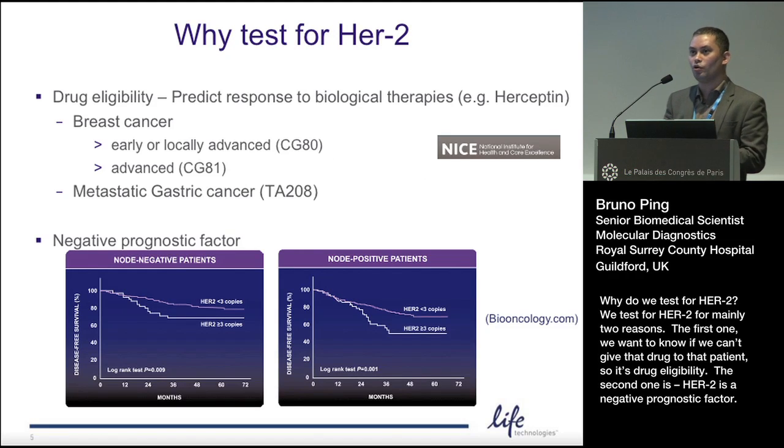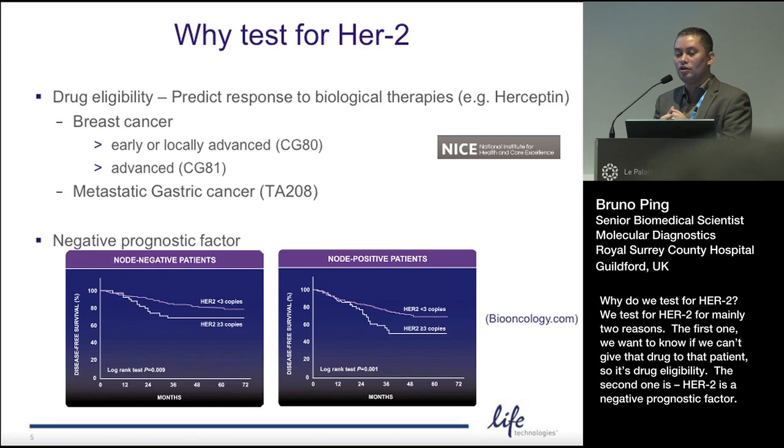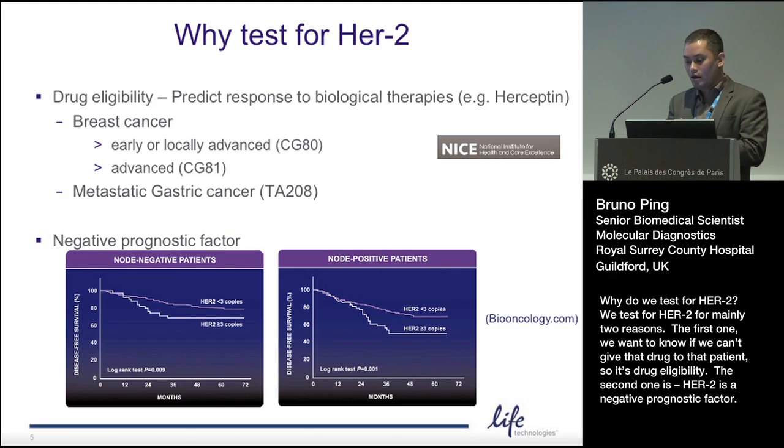And why do we test for Her-2? We test for Her-2 mainly for two reasons. The first one, we want to know if we can give that drug to that patient. So it's drug eligibility. The second one is that Her-2 is a negative prognostic factor.